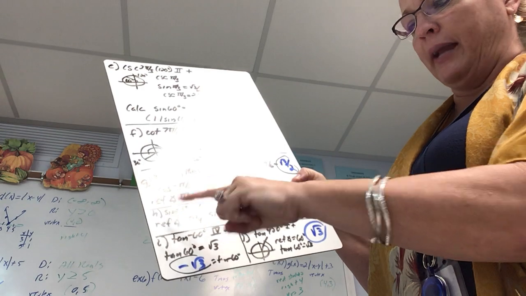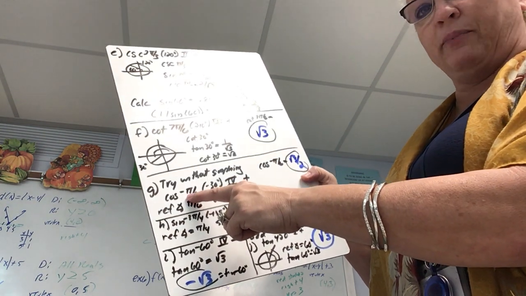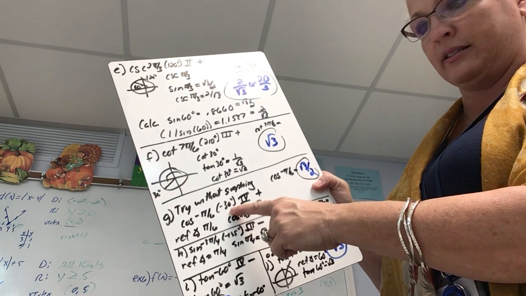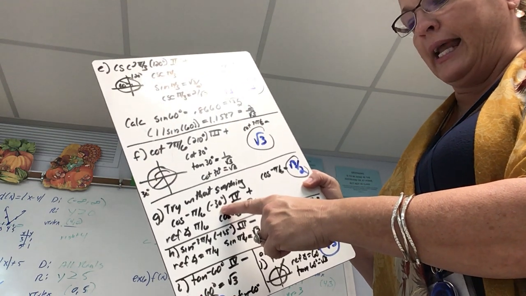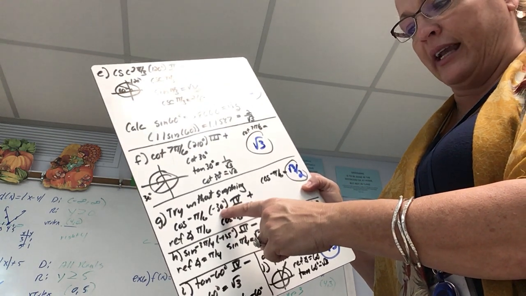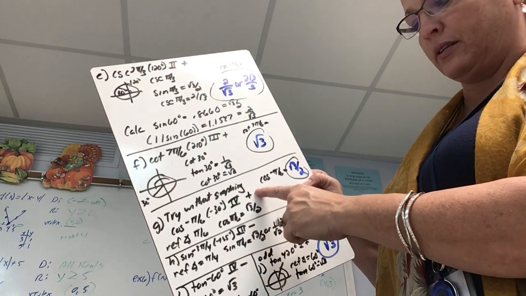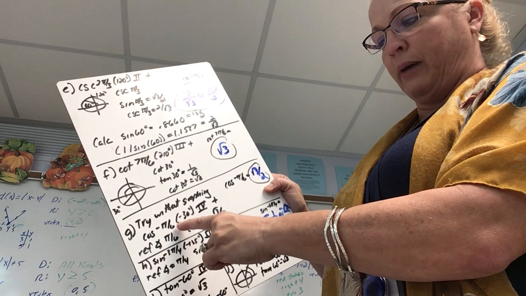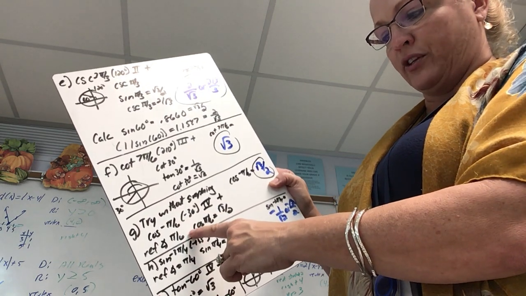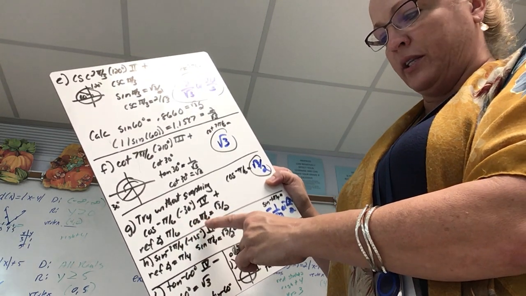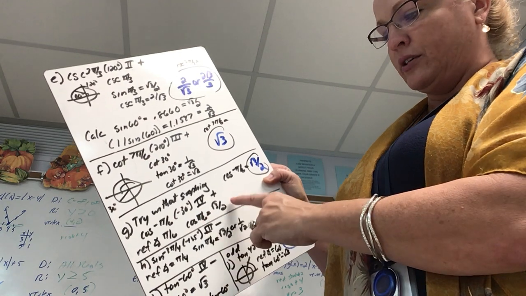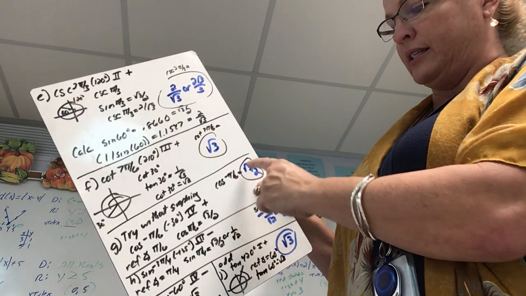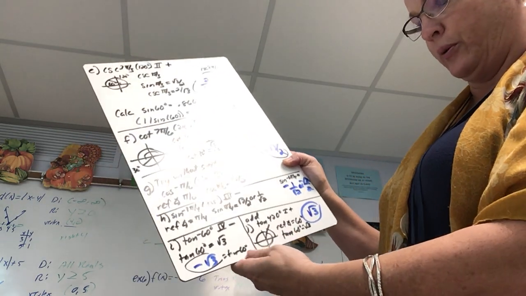All right, so I'm asking, what is the cosine of negative pi over 6? Or in other words, what's the cosine of negative 30 degrees? So let's go ahead and find where it is. Negative 30 is in quadrant 4, cosine is positive in quadrant 4. What is the reference angle for negative pi over 6? It's pi over 6. It's 30 degrees. What's the cosine of 30 degrees? Square root of 3 over 2. So the cosine of negative 30 degrees is also square root of 3 over 2.